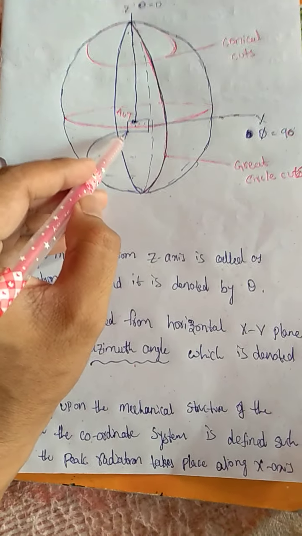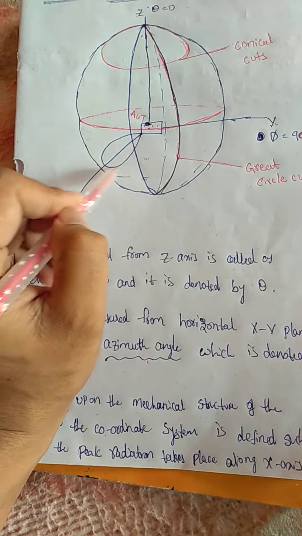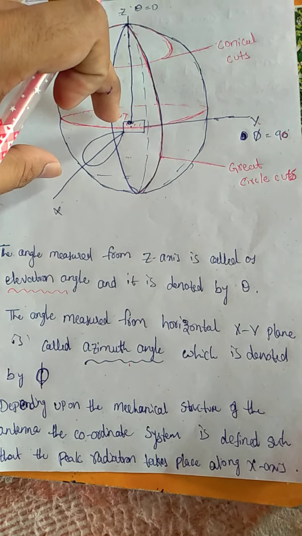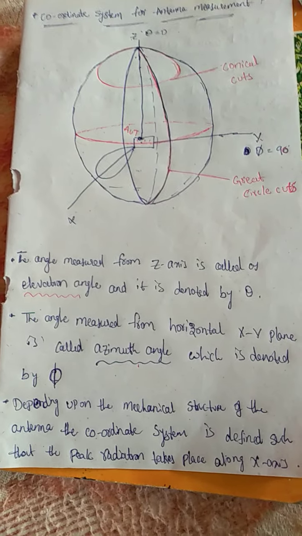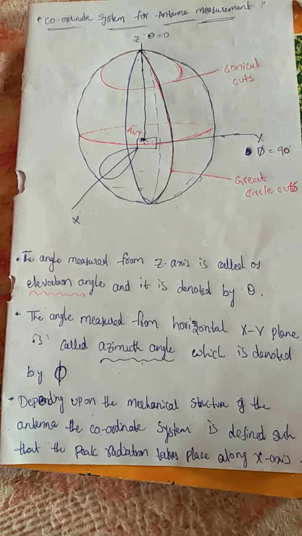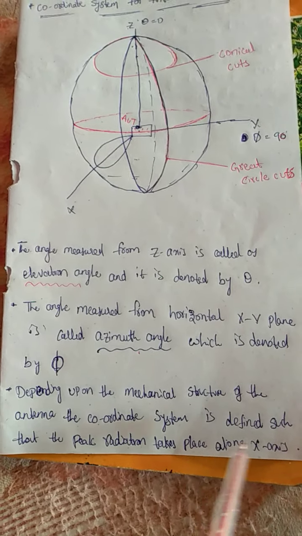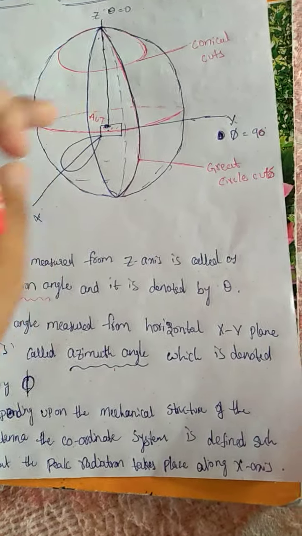Here some of the radiation is taking place. This is what we can consider as the main lobe. Main lobe means the peak radiation is going in one direction. It is defined in such a way that the peak radiation takes place along the x-axis.